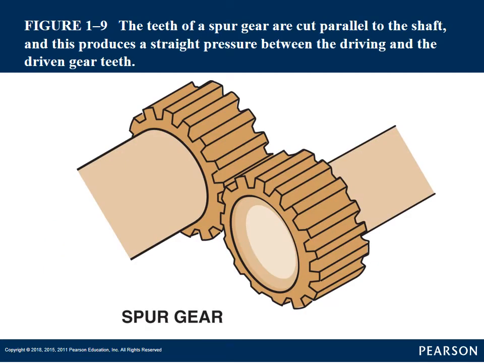Spur gears, these are common in a lot of your older manual transmissions. You'll still see it maybe in some manual transmissions today. Could be seen in some different gear sets in an automatic transmission, older automatics. But for the most part, we don't use spur gears in an automatic transmission today.